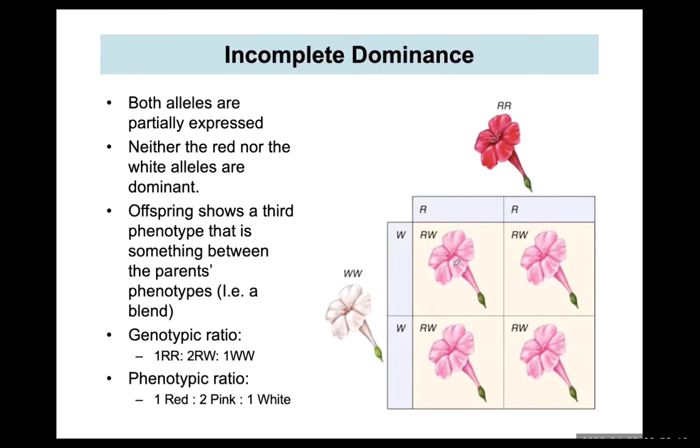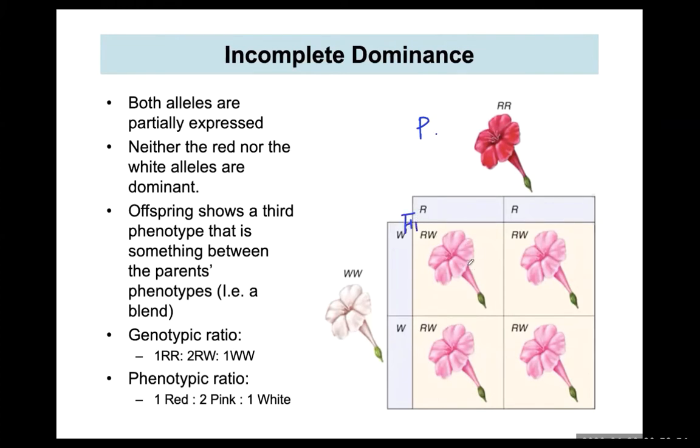This pink color did not exist in either parent. Okay? So neither the red nor the white allele is dominant. The offspring shows a third phenotype that is something between the parents' phenotypes, kind of a compromise. So it shows an intermediate phenotype. So this is the parent, and this is F1.